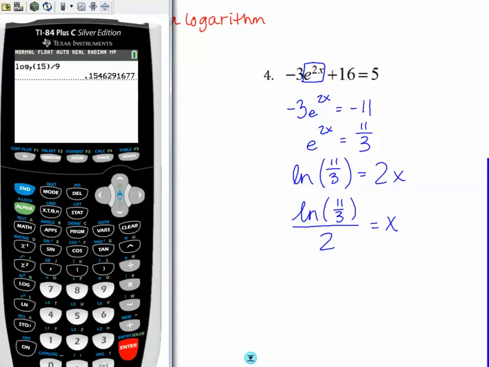To type natural log in the calculator, you just need to click this LN button on the left. So natural log of 11/3 divided by 2. If I round that to 3 decimal places, I end up with about 0.650.